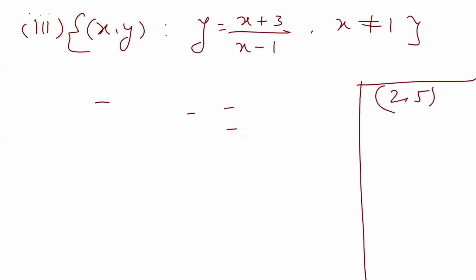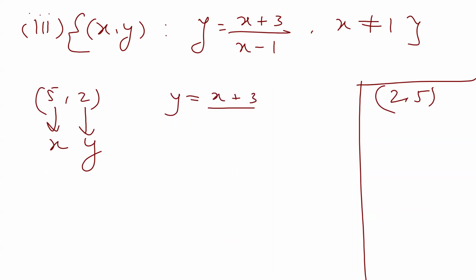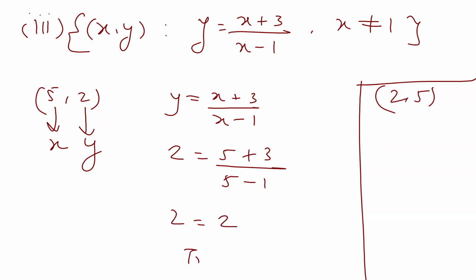Next ordered pair which they have given is (5, 2). So this is x and this is y. y is equal to (x plus 3) upon (x minus 1). Okay, 2 is equal to (5 plus 3) upon (5 minus 1). So this is 8 upon 4, which is 2. Yes, so this is also true. So (5, 2) is also a part of our ordered pairs.